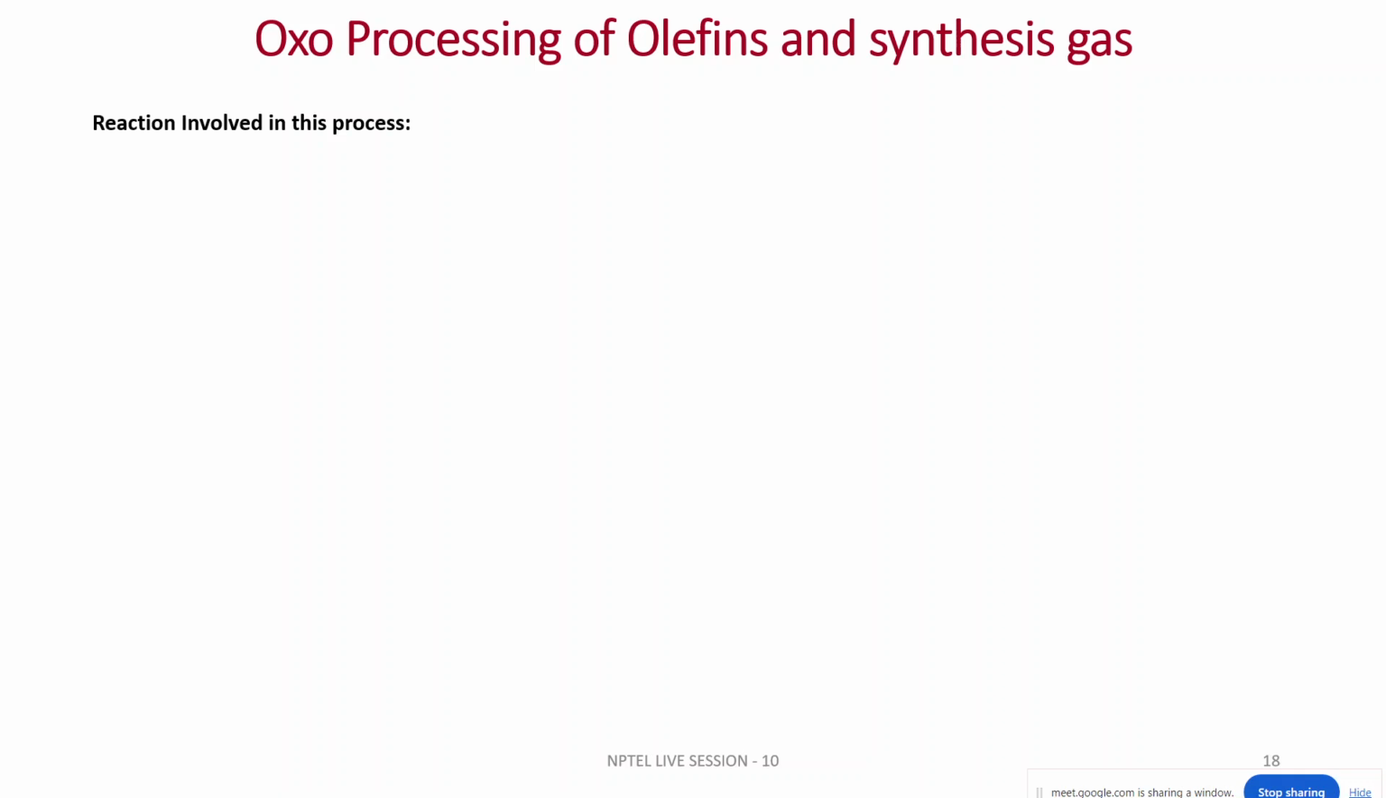Now we will see the oxo processing of the olefins or synthesis gas, that is the butanol production basically by oxo process. So how is it happening? The first step is the aldehyde step.